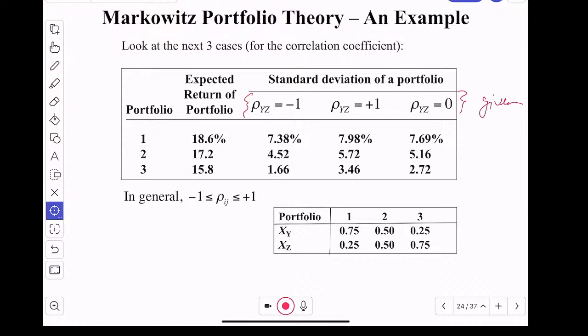And I go with the extreme cases. What if they're perfectly negatively correlated? What if they're perfectly positively correlated? And what if they're not correlated at all? These are the different portfolios I'm going to consider, different combinations of the assets, their expected return, and their standard deviation.